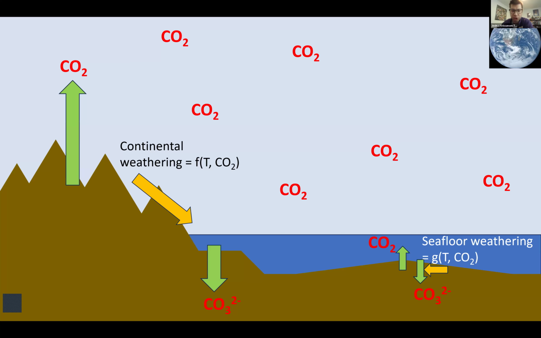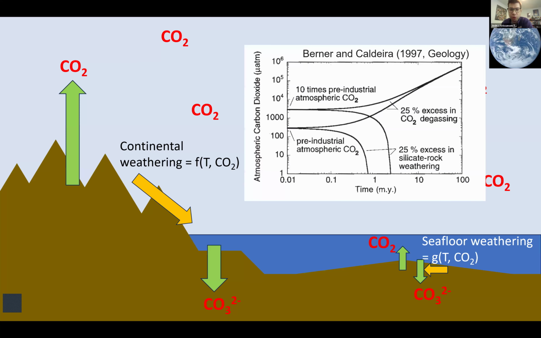This is just another depiction of the same thing. And as has been argued for several decades now, at some level, a thermostat must operate to ensure that weathering and outgassing balance. If you do not have weathering balancing outgassing, then relatively quickly on geologic timescales, you either have a huge buildup of CO2 or you remove all your CO2 from your atmosphere.